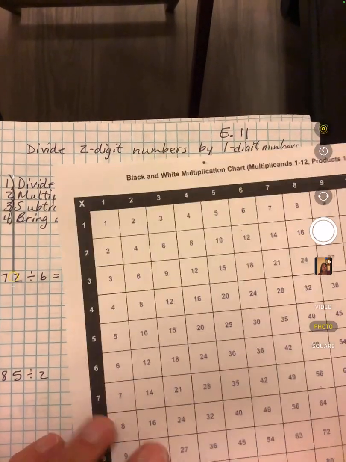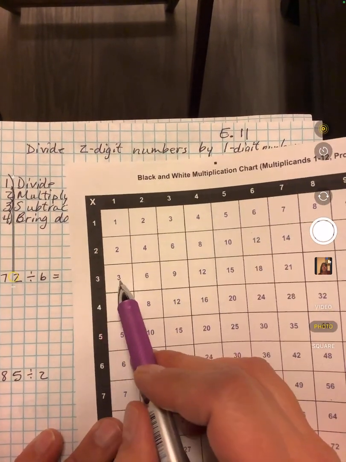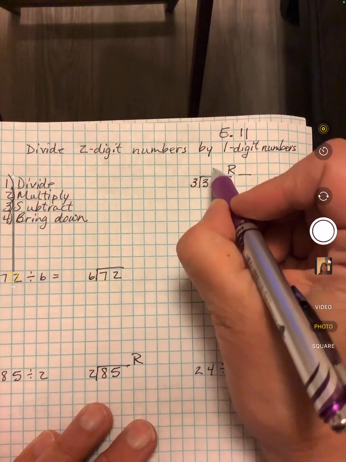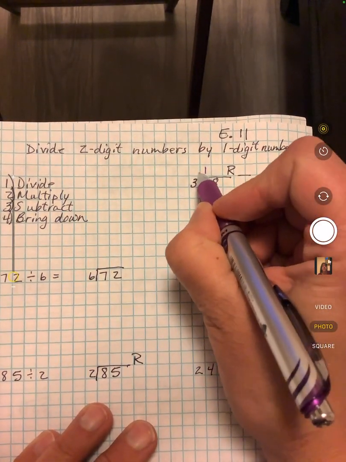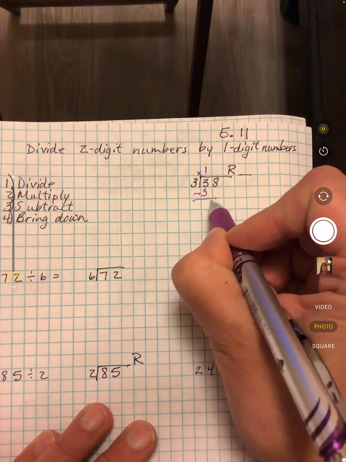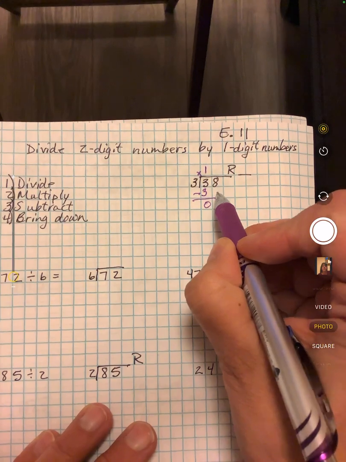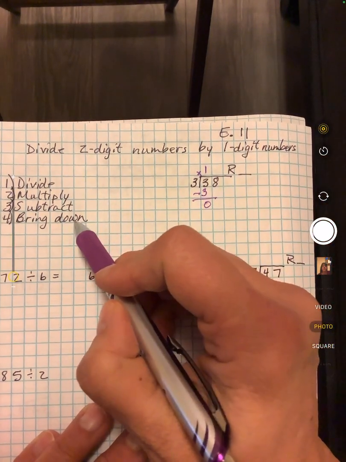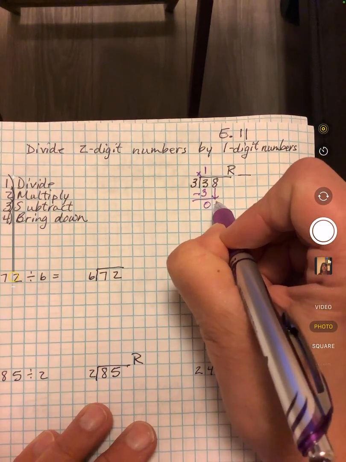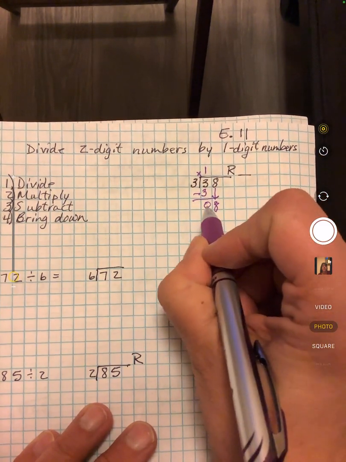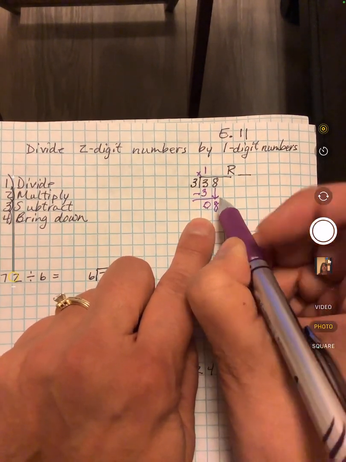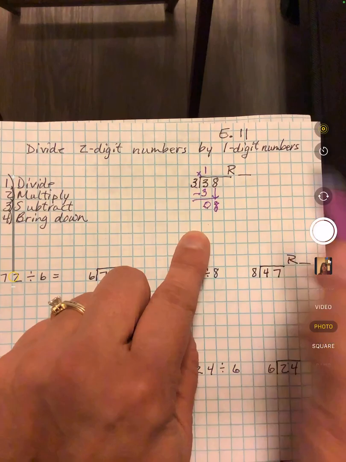If I look at my multiplication chart, go to the 3 one time. So I put a 1 up here. 1 times 3 is 3, and then we subtract. Now I still have the 8 there, so this is where that step comes. You bring down the next number all the way to that spot right next to where you put the 0, okay? Now I have 8 divided by 3.